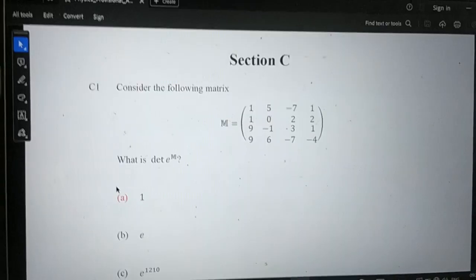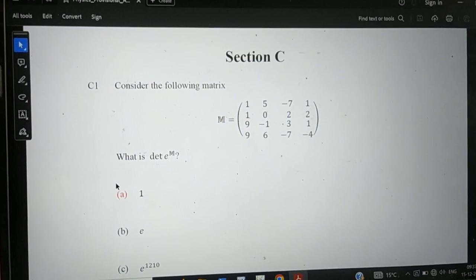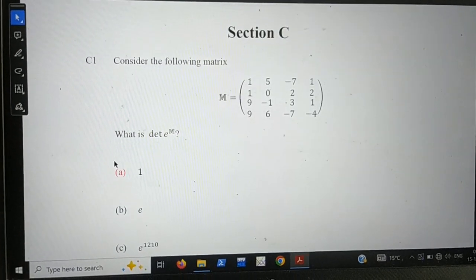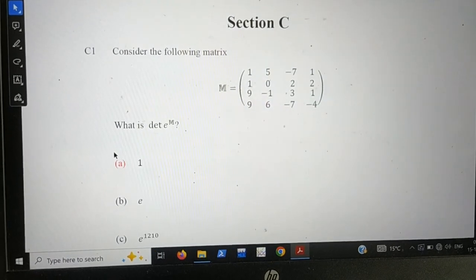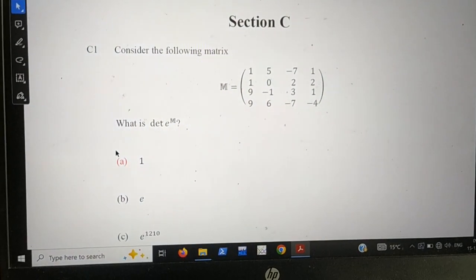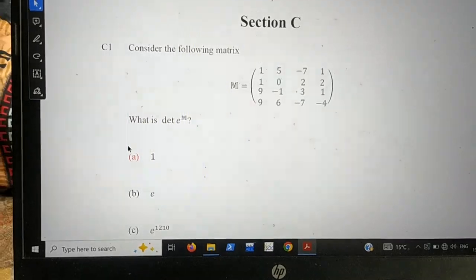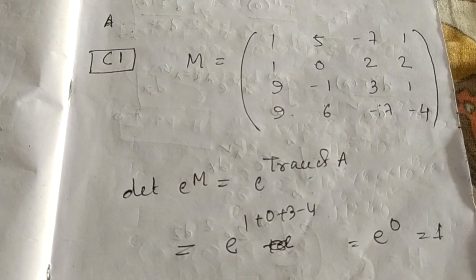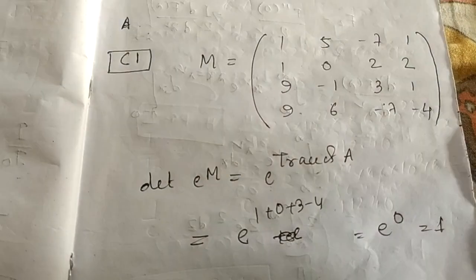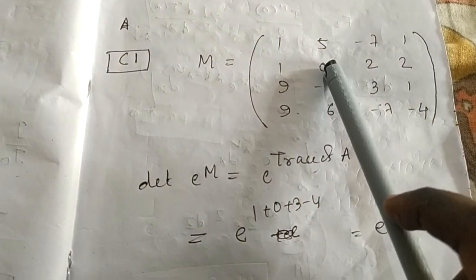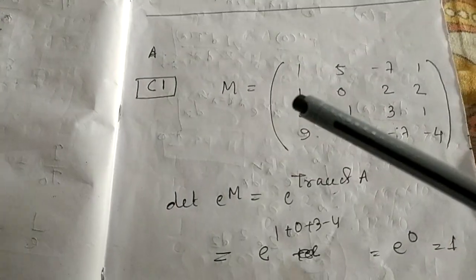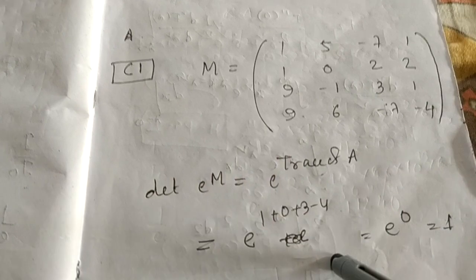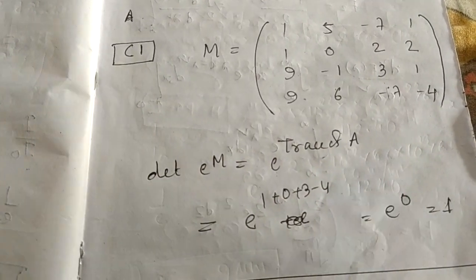Now we come to section C. You are given a matrix. You need to find out the value of the determinant of e to the power M, the exponential of the matrix. Remember the formula: determinant of the exponential of a matrix is equal to e to the power trace of A. If you diagonalize the matrix, this will be the formula. If you cannot diagonalize the matrix, this formula will also work. So you will get e to the power 0, which is equal to 1.